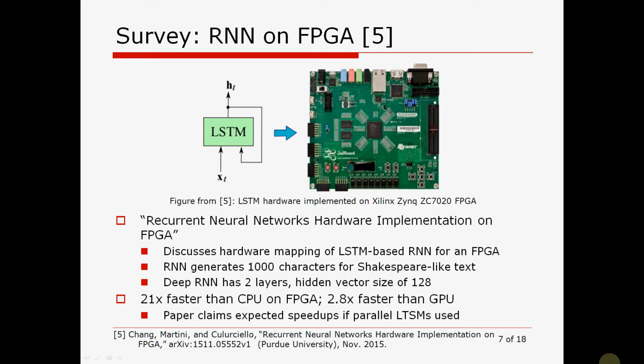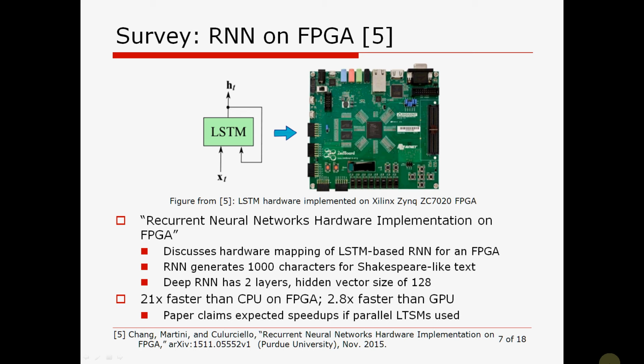The paper I'm discussing is titled Recurrent Neural Network Hardware Implementation on FPGA. The authors discuss how an LSTM-based RNN can be mapped to hardware on an FPGA. The FPGA they chose was a fairly small, low-power FPGA, more targeting mobile coprocessor type applications. It was a Xilinx Zynq FPGA.